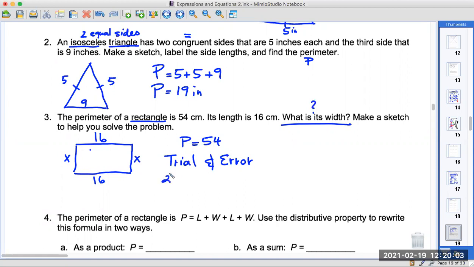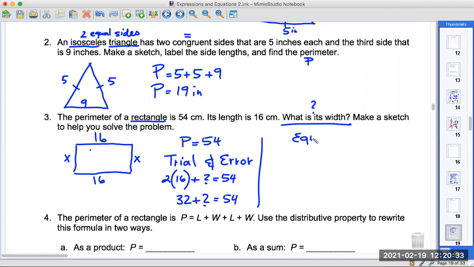So you say 2 times 16 plus what number has to equal 54? Well, 2 times 16 is 32 plus what number is equal to 54? But then you have to remember that that number is not the answer, because you got to divide it by 2, because you got 2 equal sides. Anyways, trial and error, try it out. It works. It's a good thing.